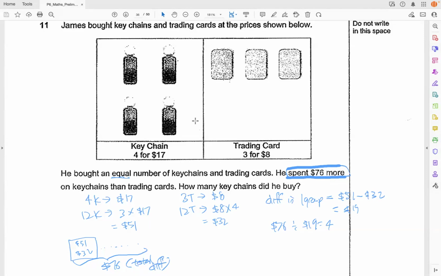Let me use a different color. One group is like this. Okay, 12 keychains, 12 trading cards. So he bought 4 groups of this. Question is, how many keychains did he buy? In every group, there's 12 keychains. And he bought 4 groups. So 4 times 12. He bought 48 keychains. Any question?